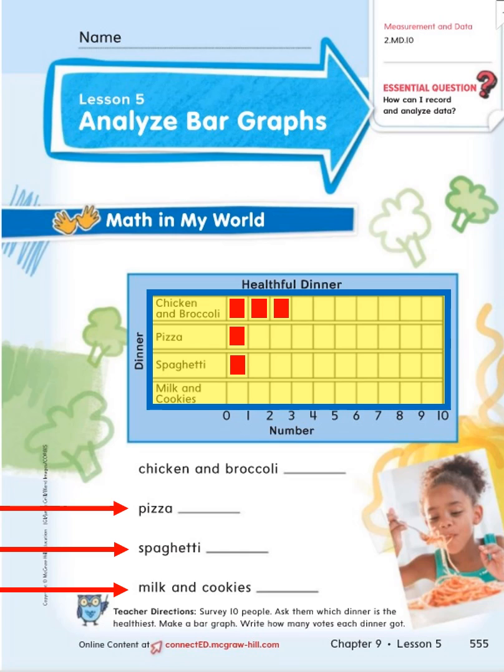So then what we're going to do is move the information from the chart to the lines below. How many people like chicken and broccoli in my example? Three. And we'd put a 1 on the line for pizza and a 1 on the line for spaghetti and a 0 on the line for milk and cookies. If you can, ask everyone in your family, maybe make a couple of calls and try and get 10 people or 9 people and just use yourself as the 10th person. Okay, let's move on to the next page.